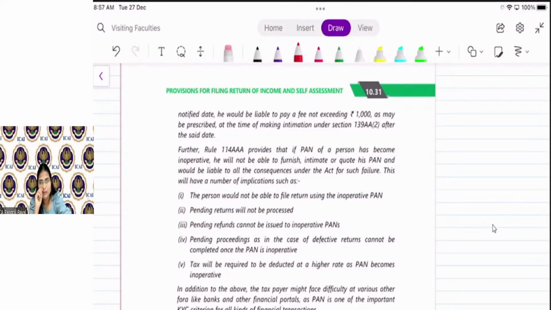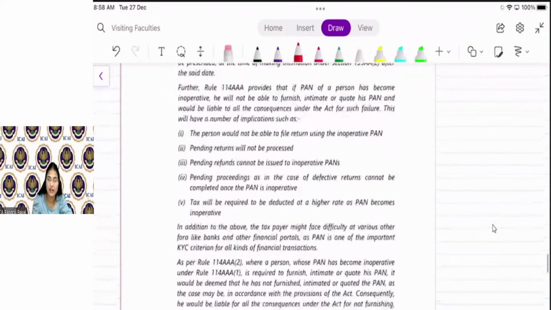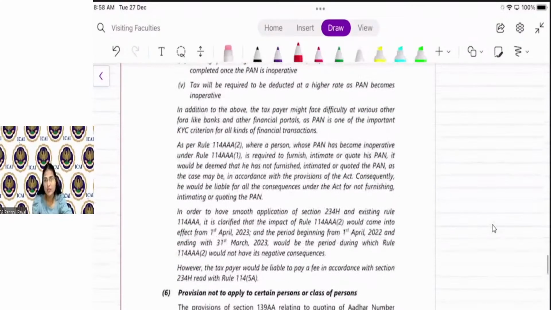This will have a number of implications, such as the person would not be able to file return of income because the PAN is inoperative. Pending refund will not be issued. Pending return will not be processed. You cannot correct your defective return if your PAN becomes inoperative. Your tax is required to be deducted at a higher rate because the PAN is inoperative. So it is the responsibility of the deductor to deduct TDS at a higher rate. In addition to that, whenever the KYC criteria is there, your KYC is pending because your PAN is inoperative.